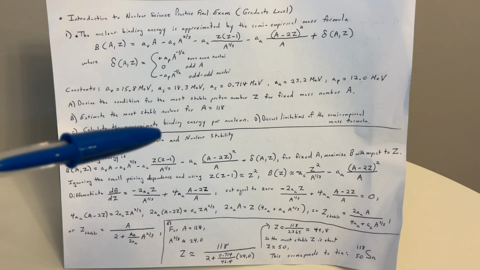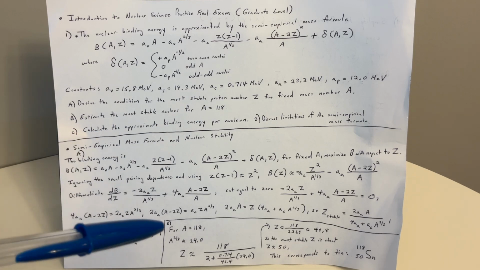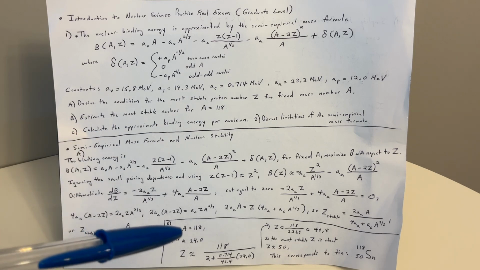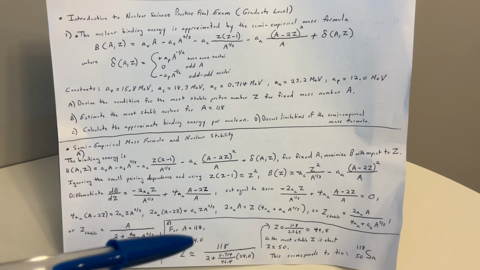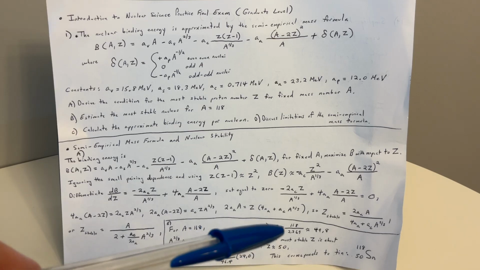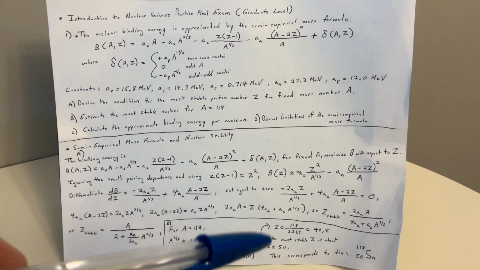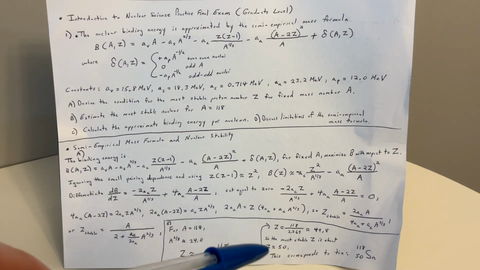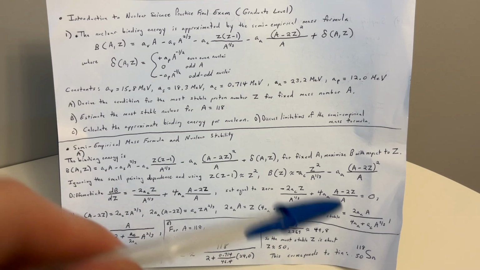For letter B, estimate the most stable nucleus for A equals 118. For A equals 118, A to the 2/3 is 24.0, so Z approximates 118 over 2 plus 0.714 over 46.4 times 24.0, so Z approximates to 49.8. So the most stable Z is about 50, and this corresponds to tin-118.